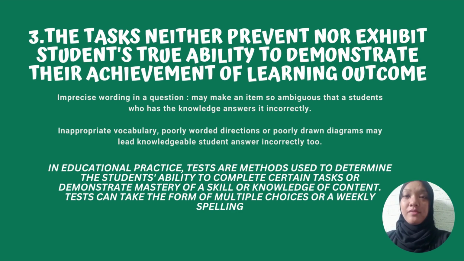Then the last fundamental principle, which is the third one, is that the task neither prevents nor inhibits students' true ability to demonstrate their achievement of learning outcomes. First of all, imprecise wording in a question may make an item so ambiguous that a student who has the knowledge answers it incorrectly. Inappropriate vocabulary, poorly worded directions, or poorly drawn diagrams may lead knowledgeable students to answer incorrectly too.